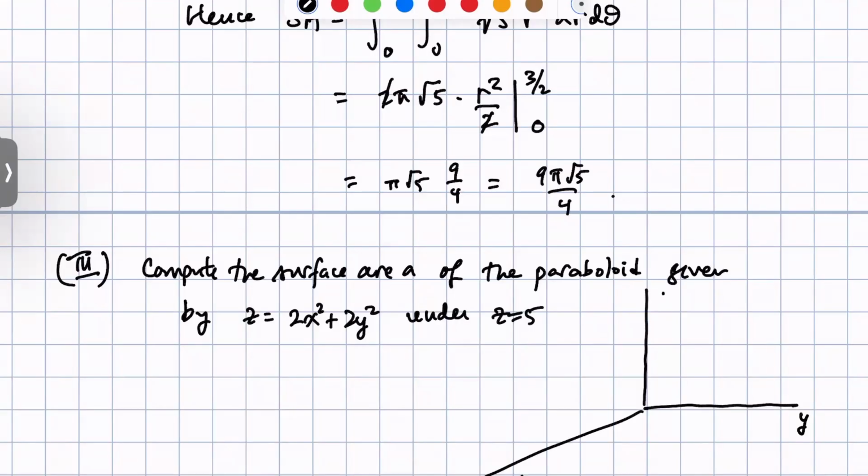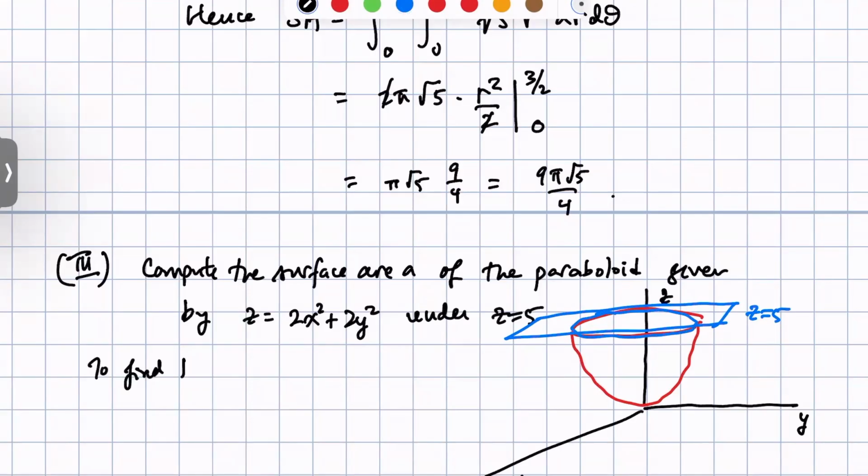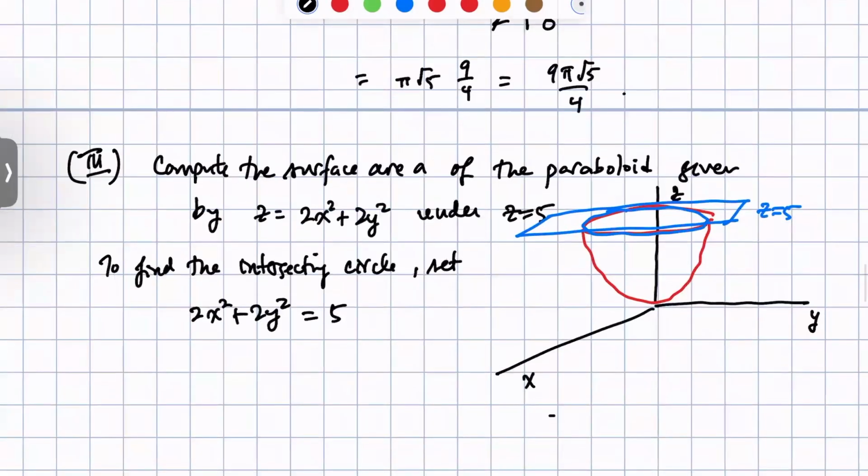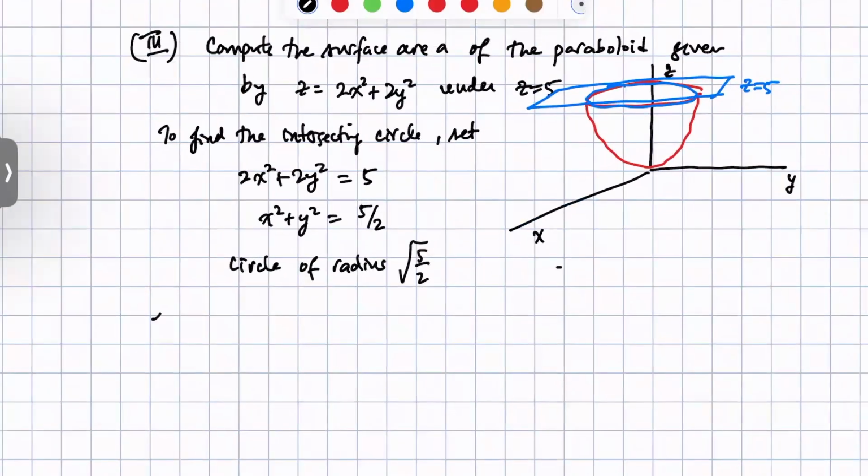So very much like the question about the cone, we have a paraboloid. This should go on forever, but we cap it off at the plane z equals 5. And again, we get a circle on the top. To find the intersecting circle, we set these equal to each other, 2x squared plus 2y squared equals 5. Let's divide by 2: x squared plus y squared equals 5 halves. So this is a circle of radius root 5 over 2. So again, we take the shadow right here. My parameters will describe that circle on the bottom.